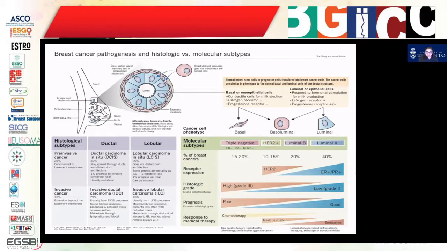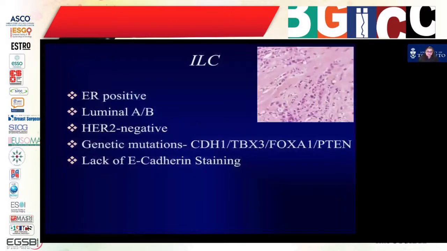And so we now differentiate them based on their receptor status, such as luminal A, B, HER2 positive, triple negative, and so on and so forth. So in addition to some cancers being called invasive lobular carcinoma, they can also be differentiated further based on their receptor status and molecular behavior. Majority of the invasive lobular carcinomas are luminal A or B, which means they are ER positive and HER2 negative. They may be associated with genetic mutations such as CDH1, PTEN mutations, and so on. And more importantly, on pathology, they lack E-cadherin staining.